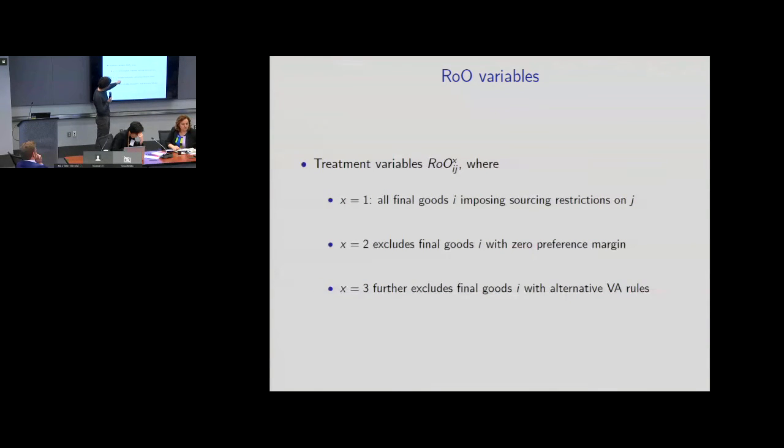whether rules are actually associated to final goods that have zero preference margin, which in principle we think are not going to matter. This is what I was mentioning at the beginning. And X is going to be equal to 3 if there are alternative value-added rules. So in principle, we expect that the effect of these rules, when also including final goods for which the preferential margin is 0, is going to be very weak, then we expect that the effect is going to be stronger. And the effect is going to be even stronger when there is no way to escape from the rules using additional value-added rules. And this is the type of thing we're going to test.